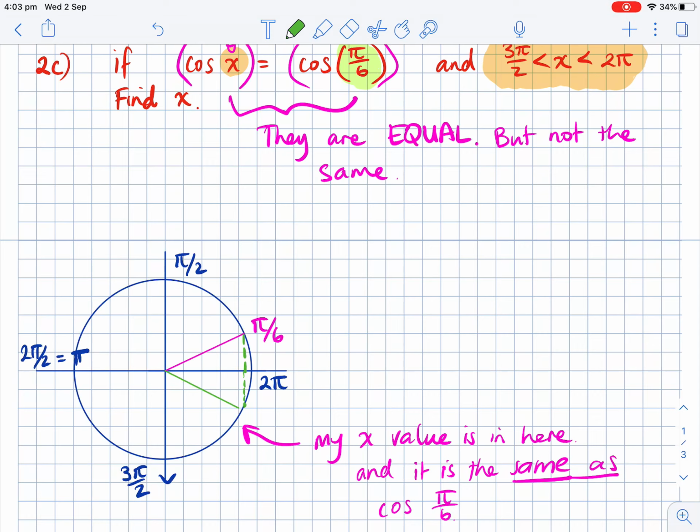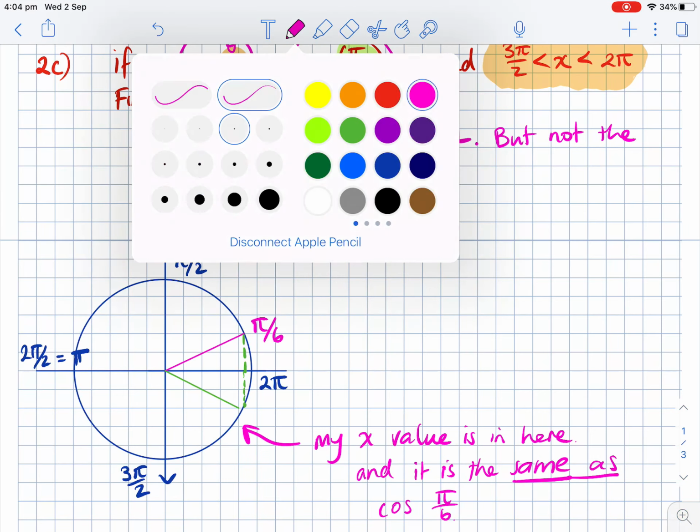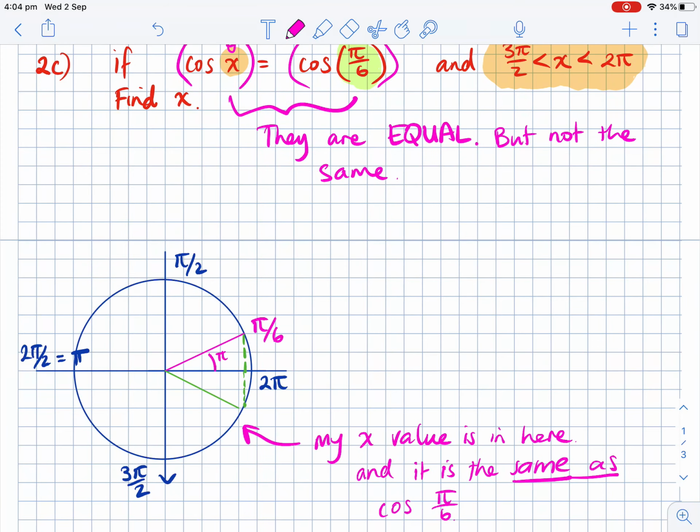So here is the angle that will be the same as cos of pi on 6. So this is my angle, which is pi on 6. I want to find out the value for x, which is this angle all the way around to here. How can I do that? Well, x will be the same as going all the way around to 2 pi, and then coming back pi on 6.